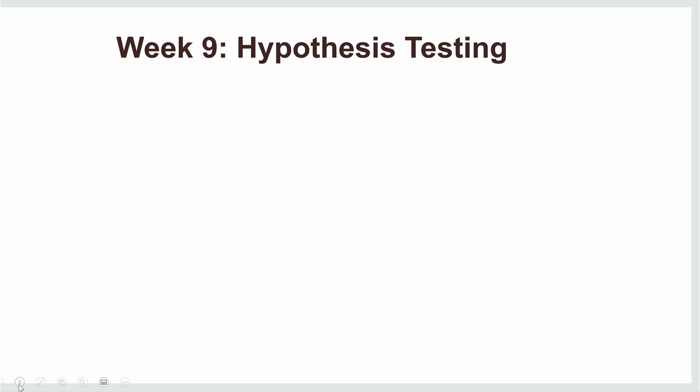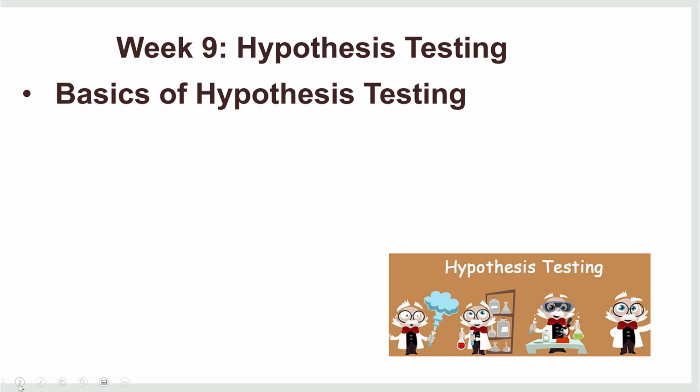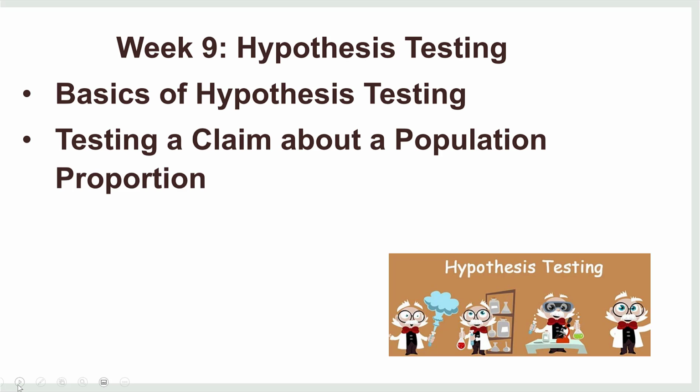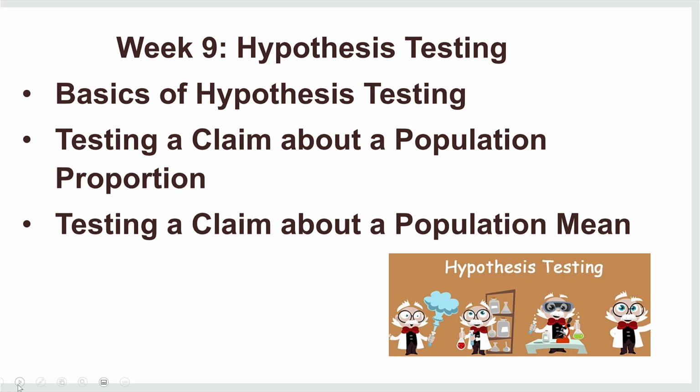This week we're going to learn about hypothesis testing. First, you're going to learn about the basics of hypothesis testing in section 8.1, and then in 8.2, you'll learn about testing a claim about a population proportion, and then in 8.3, you'll learn about testing a claim about a population mean. And I want to mention that in 8.3, just like you had in 7.2, when we work with population mean, we're going to be working with a different distribution, the t-distribution.